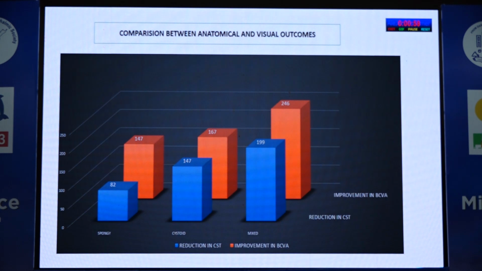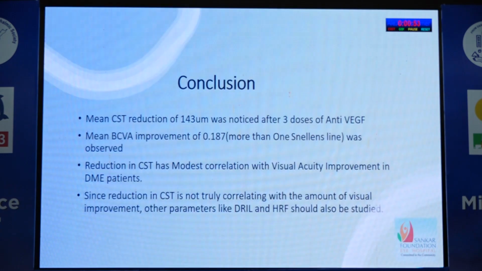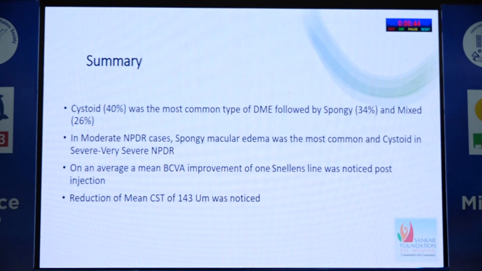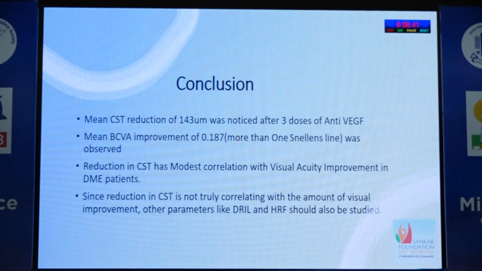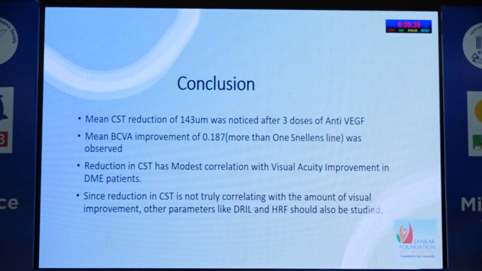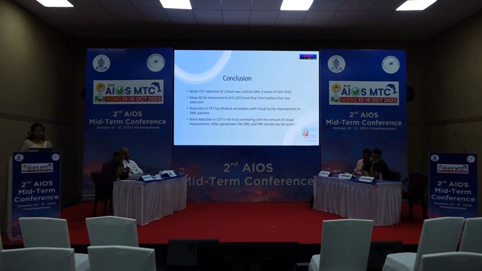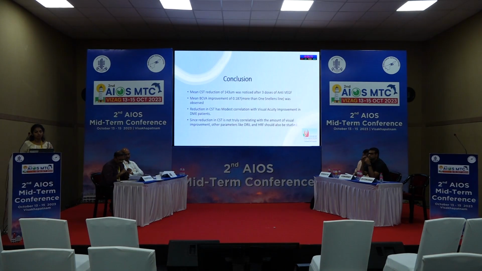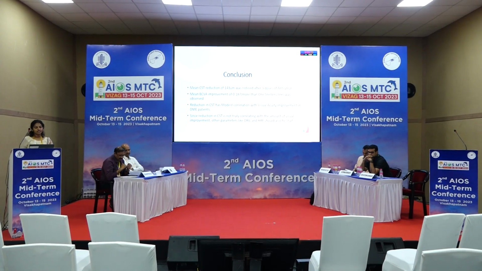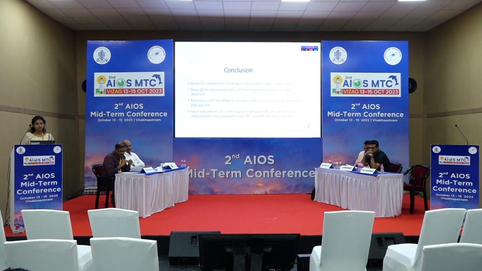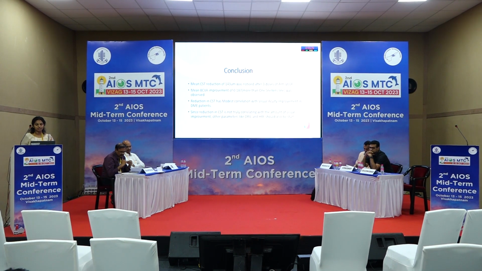So we can tell that there is a modest correlation between the reduction in CST and the improvement in best corrected visual acuity. Coming to the conclusion of the study, the most common type of macular edema found was cystoid, constituting 40%, spongy 34%, and mixed 26%. The mean CST reduction of 143 micrometers was noticed after 3 doses of anti-VEGF, and a mean best corrected visual acuity improvement of 0.187 on logMAR scale, which is slightly more than 1 Snellen's line, was observed. The reduction in CST has modest correlation with the visual acuity improvement in diabetic macular edema patients post-injection.